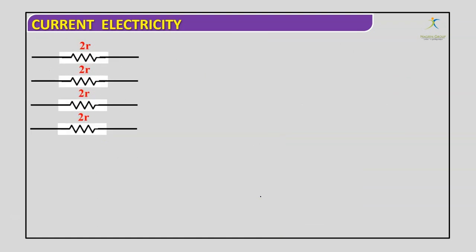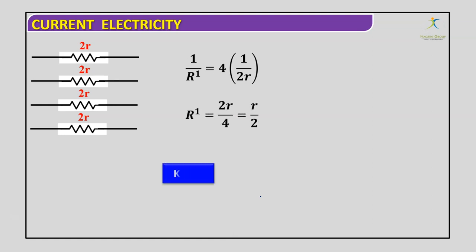So what do we get in the end? We get 4 times 1 by 2R terms, that means 2R by 4, that means R by 2. According to this, the correct answer is option 3. Hope you also get the same result, and this is a quick way to solve the circuit.